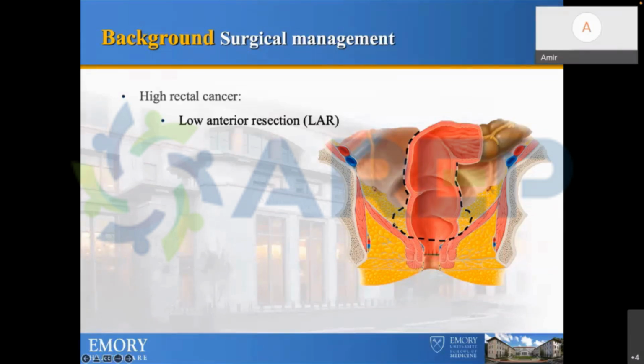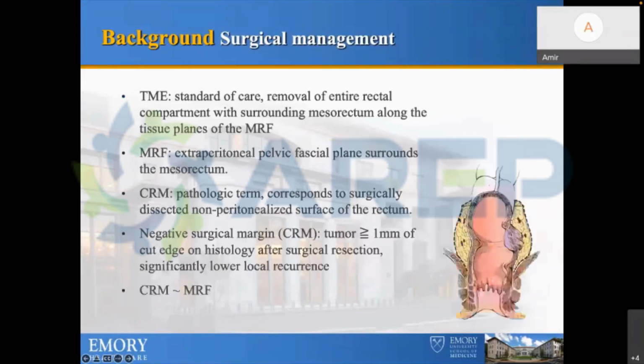So they're resecting along the mesorectal fascia, but they don't touch the external sphincter, which you can see here, the levator muscles, and they don't touch the internal sphincter, which is a continuation of the muscularis layer of the rectum. So they don't touch that. So they reserve this for the high rectal tumor.